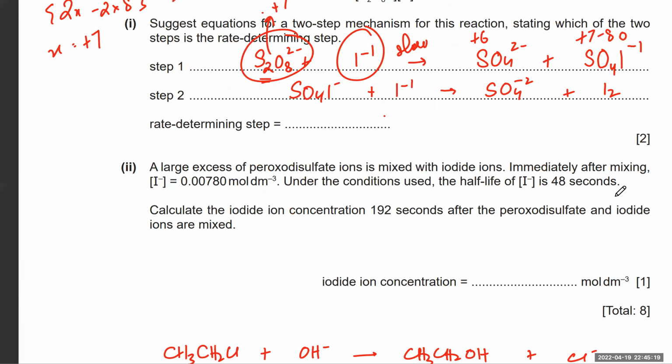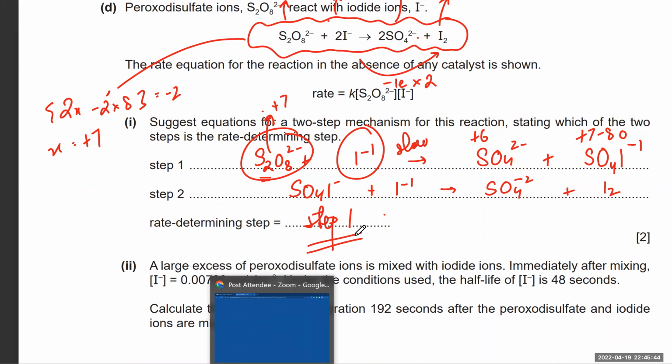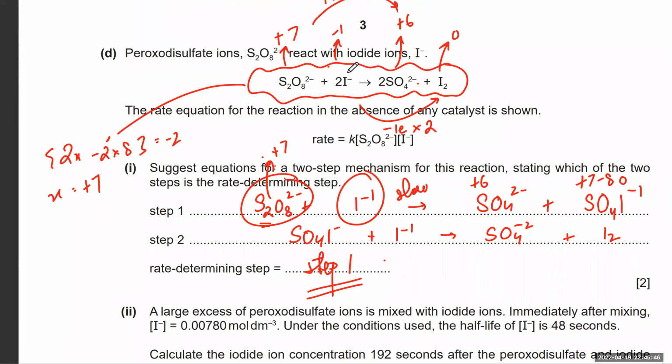So just remember that it could be any random mechanism as long as the rate determining step is step number one. Step one's products get used as step two's reactants. In the first step, I did not use one of the I-. There was only one I- involved, so I brought in the other I- in step number two.